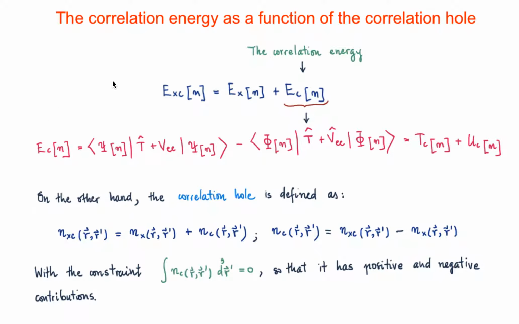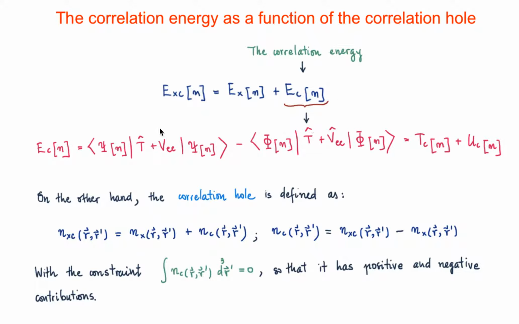Here we're going to analyze the relation between the correlation energy and the correlation hole. Again, the exchange and correlation energy functional can be decomposed into the exchange energy and the correlation energy. We already analyzed the relation between the exchange energy functional and the exchange hole, and now we are going to center the analysis on the correlation energy, which is going to be much more complicated.